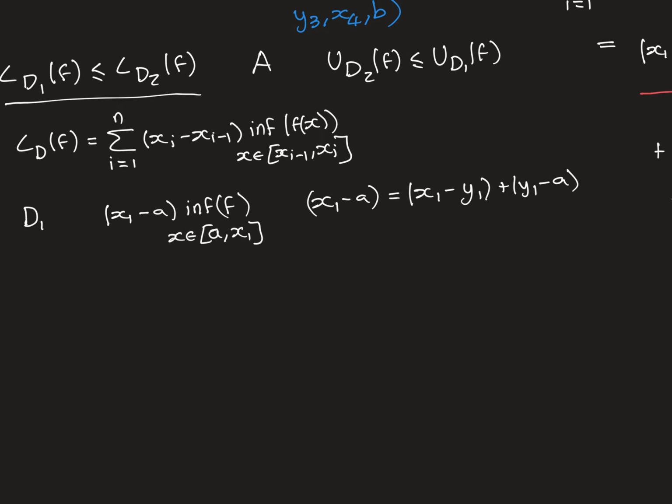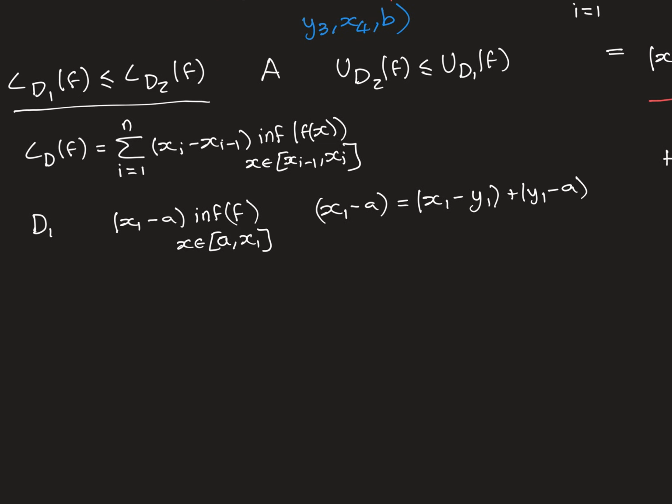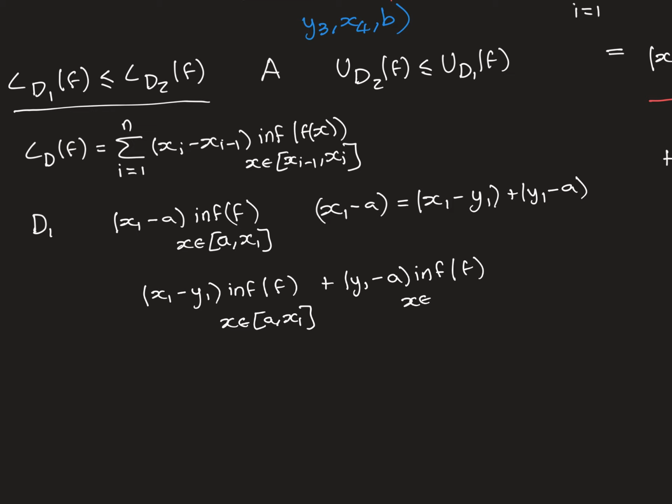And now, if I substitute that in here, oops, sorry, I didn't mean to shake everything like that. If I substitute that in here and apply distributivity, then I'll get that this is equal to x1 minus y1 times the infimum of f over that interval, a to x1, plus y1 minus a times the infimum of f over x as an element of the interval a to x1.